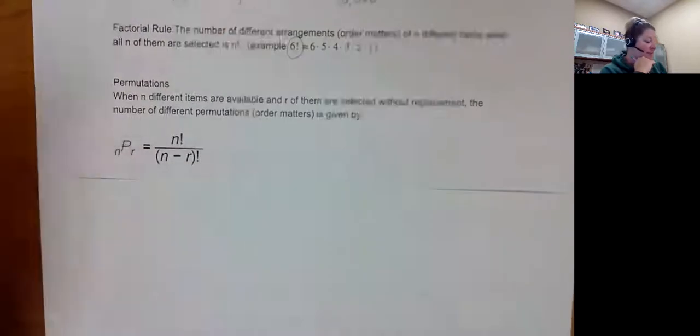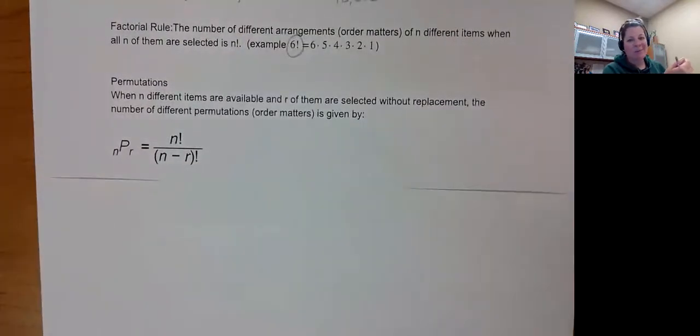Factorial is just this little exclamation point. It's basically I'm lazy and I don't want to write 6, 5, 4, 3, 2, 1. I mean, especially if it's 20. So we just use that symbol.